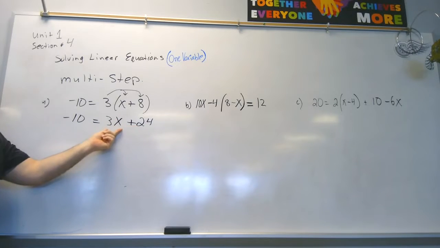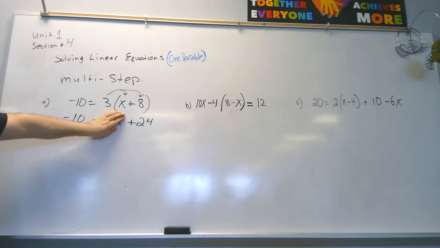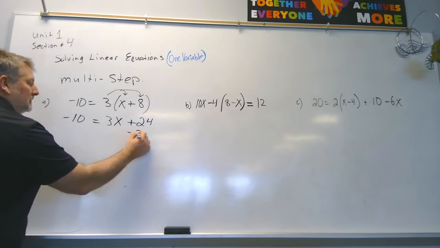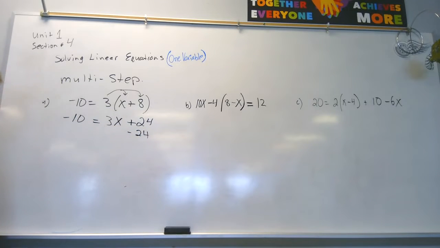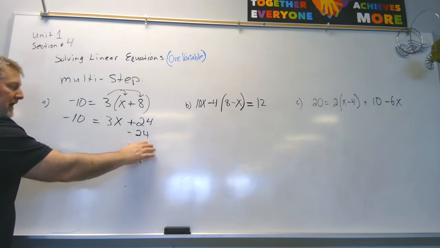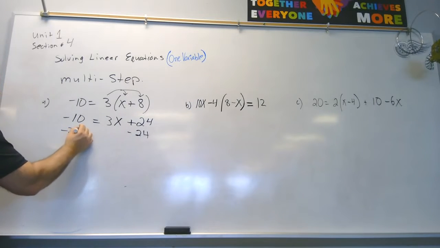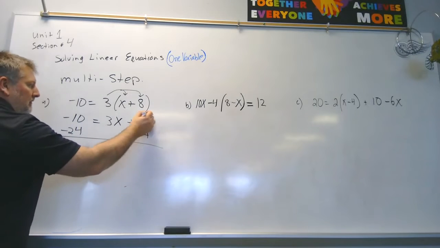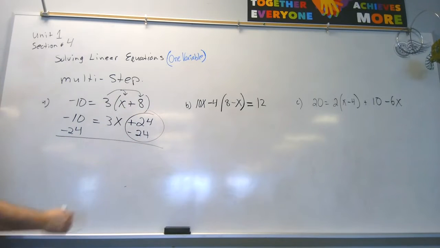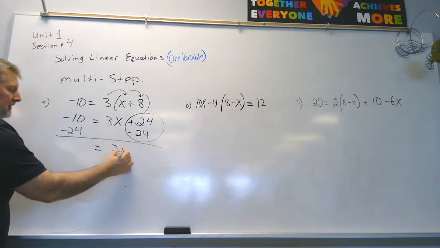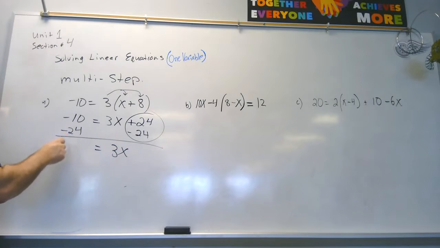3x plus 24, I'm trying to get the 3x by itself. Again, what's the opposite of positive 24? Negative 24. Or you can think of it as subtract 24. Whatever I do to the right, we do to the left. That becomes 0. And I have 3x left over on the right hand side. Over here I have negative 34.